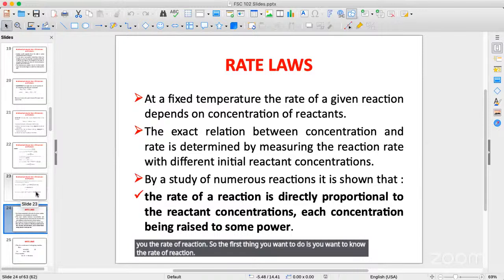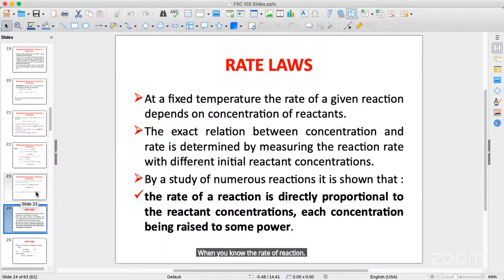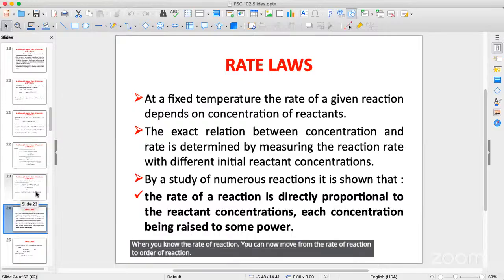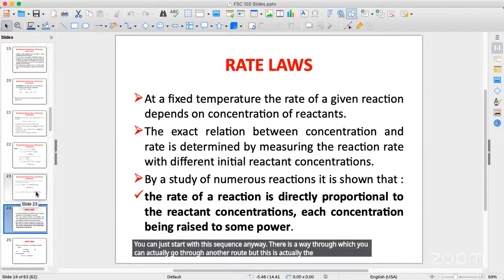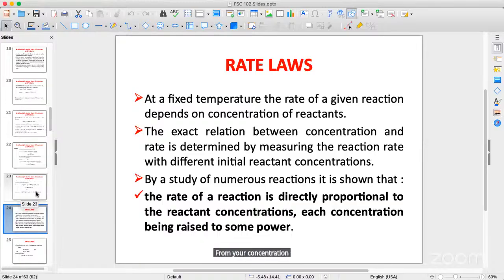When you know the rate of reaction, you can now move from the rate of reaction to order of reaction. You can just circle this sequence anyway. There is a way through which you can go through another route, but this is the elementary route. From your concentration to your rate, from your rate to your order of reaction. Now, when you know your rate, how does your rate give you the order of reaction?